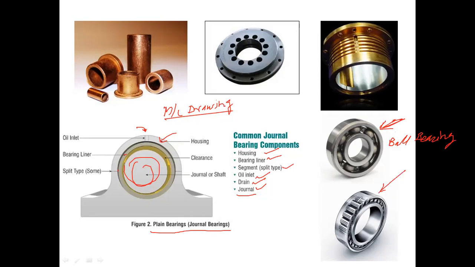Here you can see small rollers are there. The diagram is visible now. These are the rollers, you can see here, I am pointing. These are the rollers, and here you can see these are the balls. Mostly you will see bearings like this in your cycle also, and this is your roller bearing.